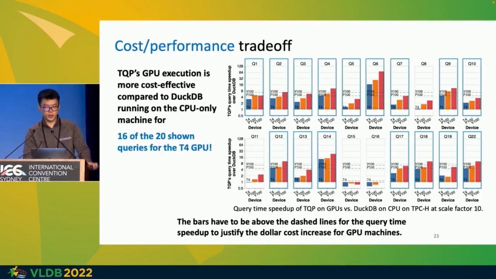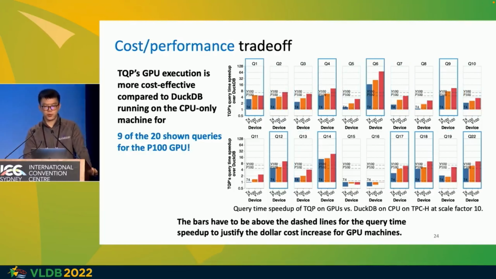So TQP's GPU execution is more cost-effective compared to DuckDB running on the CPU-only machine for 16 out of the 20 shown queries for the T4 GPU, for 9 of the 20 queries for the P100 GPU, and for 8 of the 20 queries for the V100 GPU.